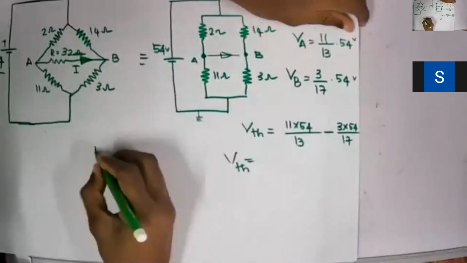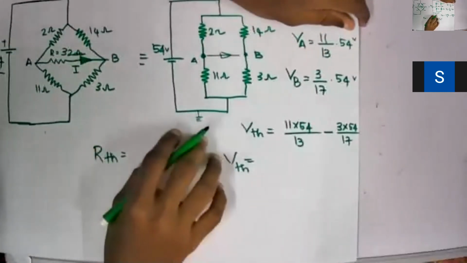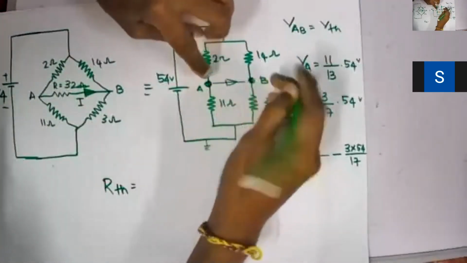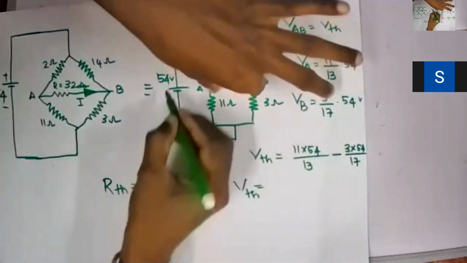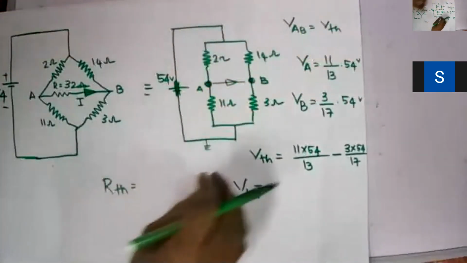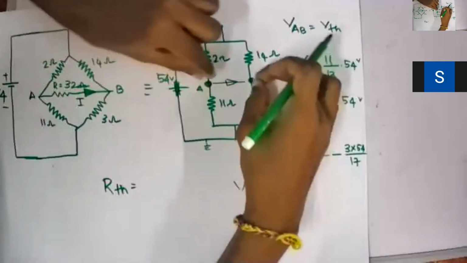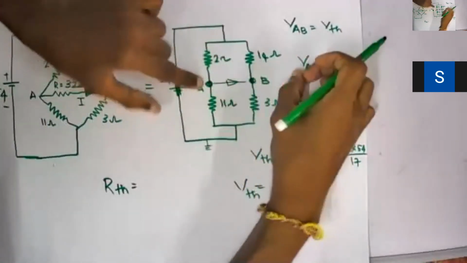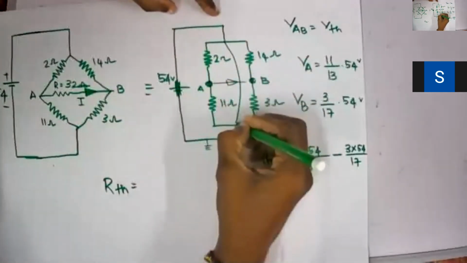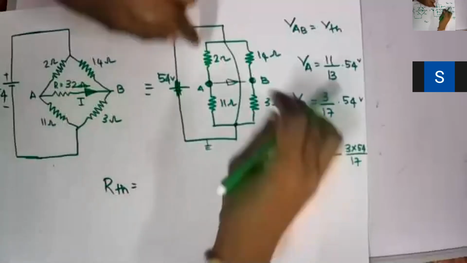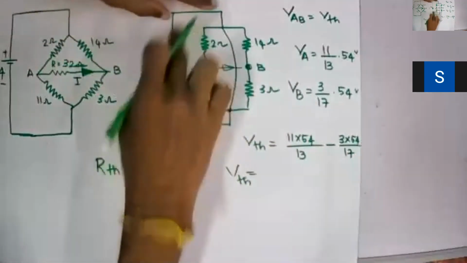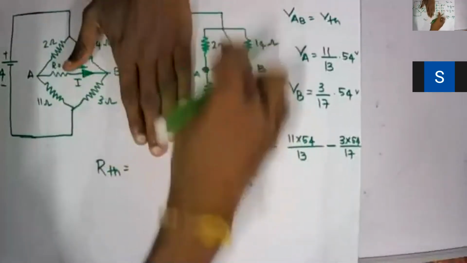Now you need to calculate RTH. Here comes the tricky part, right? RTH is actually the resistance across A and B when you are short circuiting the battery. Am I right? When you are short circuiting the battery. Right, now look here. If I pull off A and B, this is short circuited. Simply this is short circuited. Am I right? So simply I have connected here.